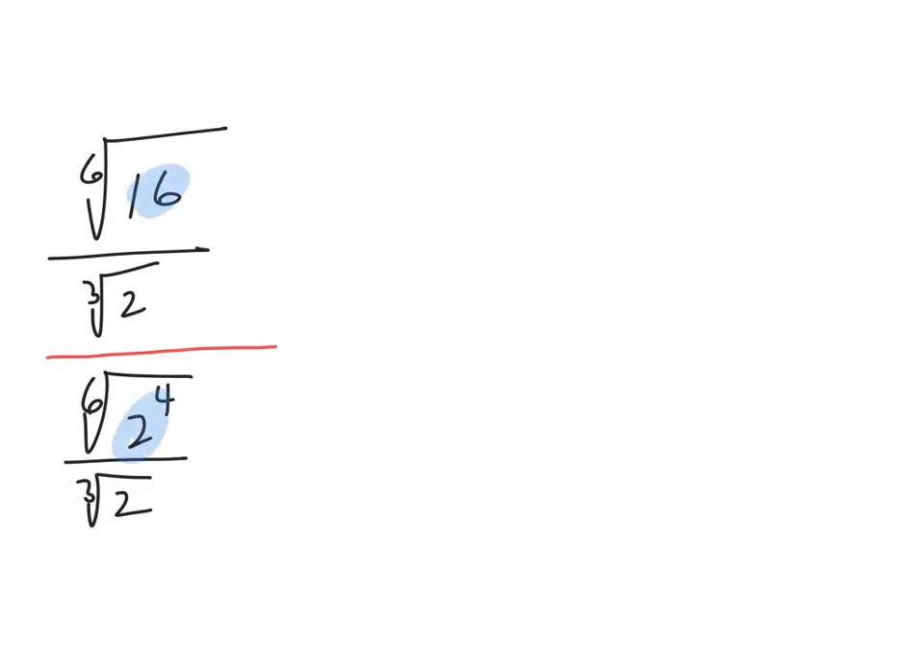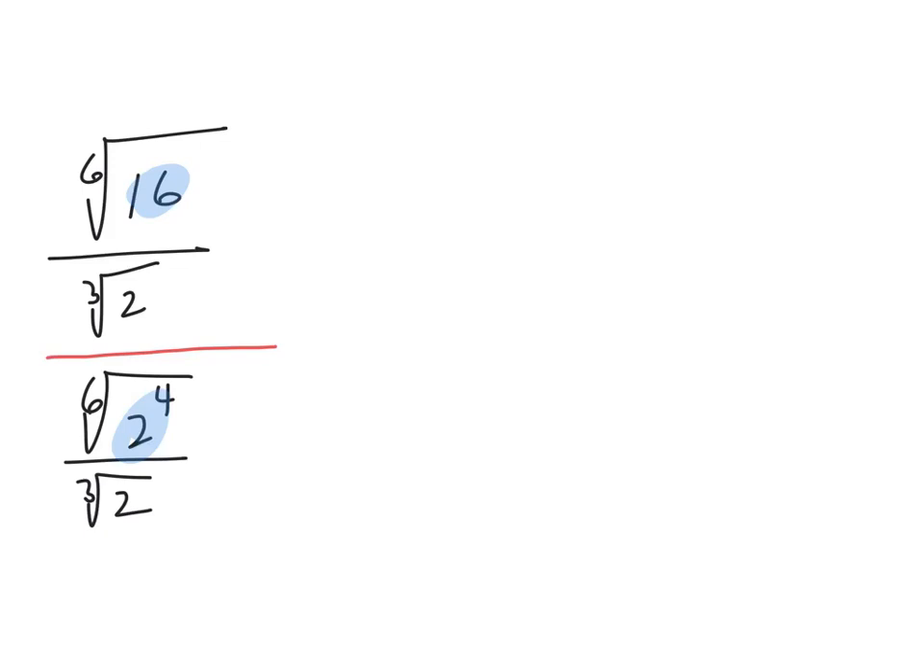Here's what I mean by that. Since 2 is smaller than 16, is there a way to write 16 as 2 to some power? Yes. What would that be? 2 to the 4th. So if I rewrote this problem, it would look like this: 2 to the 4th, which is 16. I just rewrote that.